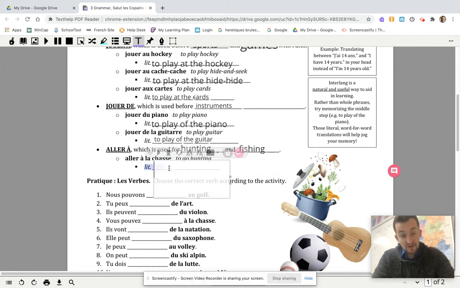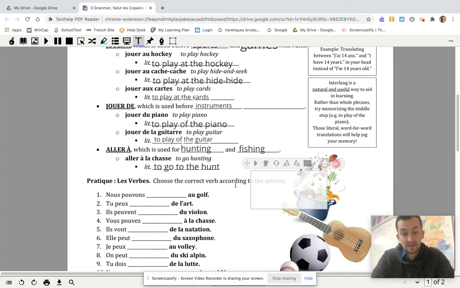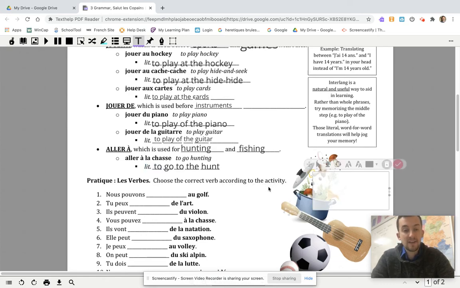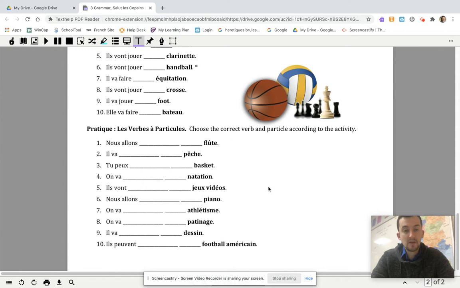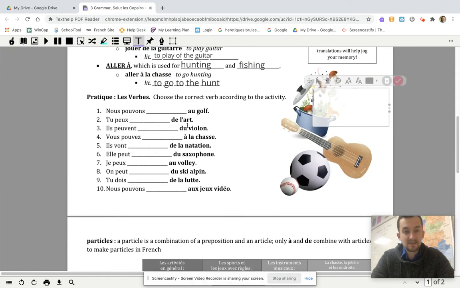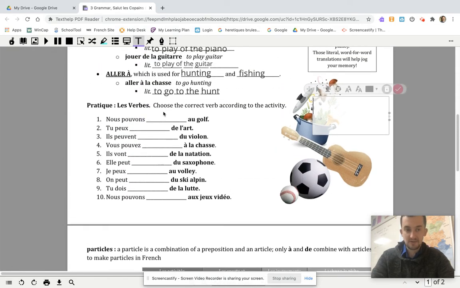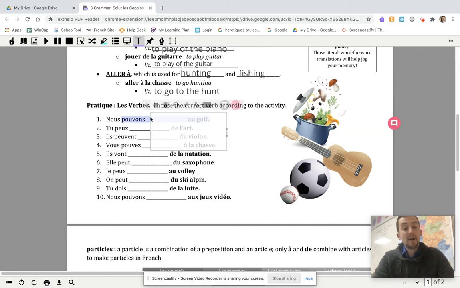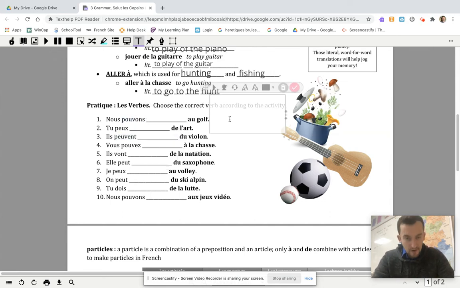So when you say aller à la chasse, that's literally to go to the hunt or to go to the chase as well. Chasse is also chase. So here's one of the activities that you'll have to be able to do, and that is just choosing the verb. Okay, so this is easy so far. It'll get a little bit harder because you'll also have to choose the particle. But looking at what verb goes for each of these.